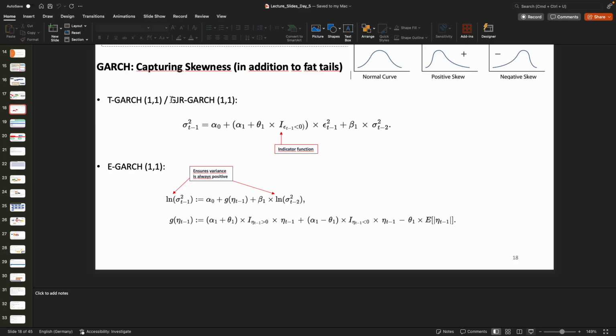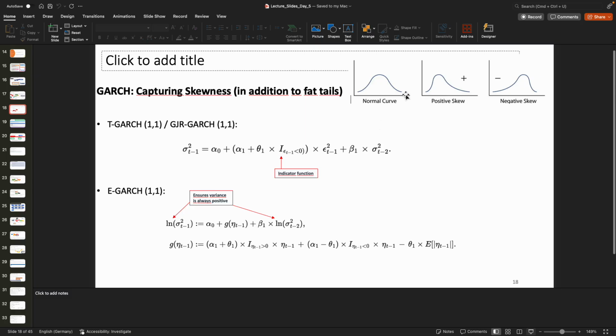Now I want to talk about this Glosten-Jagannathan-Runkle GARCH. This allows us to capture skewness. And the way to do that is, it's like a GARCH. Here it's (1,1), so I have one epsilon squared residual, one sigma squared t minus 2, that's one lag in my sigma squared t minus 1, and you see what I'm doing here is adding another parameter theta 1, which multiplies an indicator function. The indicator turns 1 if the condition is fulfilled, which is that the previous return shock was negative.